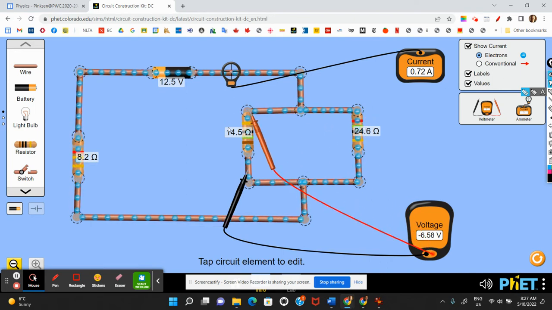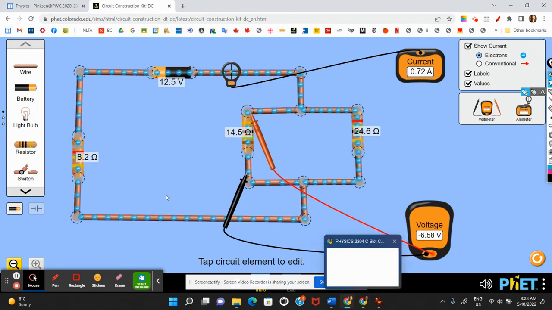Well, actually, no, because my current would change, but the voltage drop across, no matter how many parallel branches I put in here, no matter what values I give the resistors, and you can try this if you like, the voltage drop across all of them will be the same. So now I know the voltage drops across all the resistors.